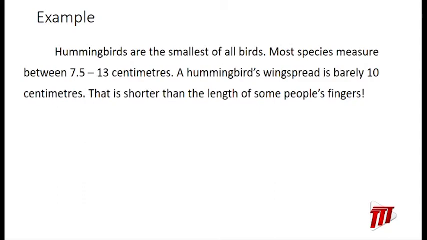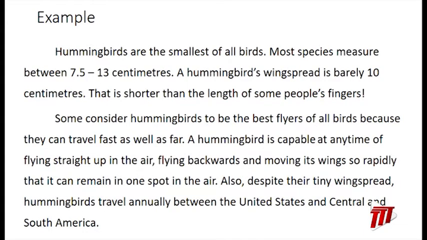Hummingbirds are the smallest of all birds. Most species measure between 7.5 to 13 centimeters. A hummingbird's wingspread is barely 10 centimeters. That is shorter than the length of some people's fingers. Some consider hummingbirds to be the best flyers of all birds because they can travel fast as well as far.